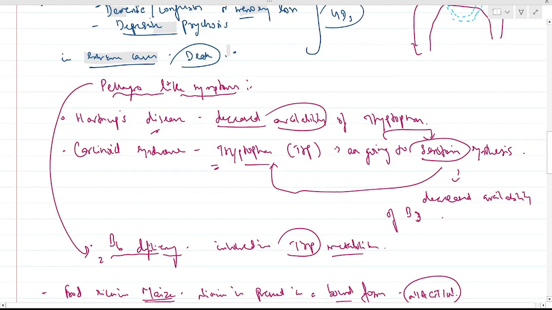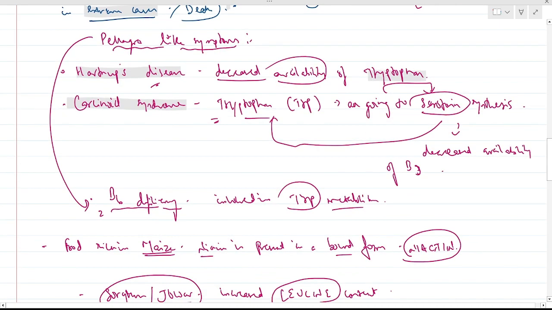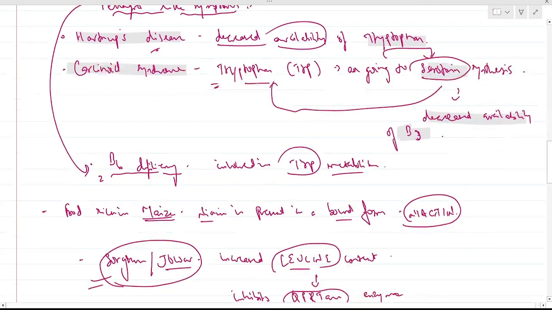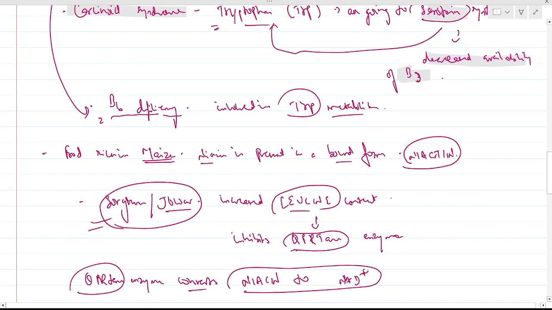Then we discuss the pellagra like symptoms. So two important ones are Hartnup disease and carcinoid syndrome. In Hartnup disease there is decreased availability of tryptophan. In carcinoid syndrome, all the tryptophan goes to serotonin synthesis, which leads to decreased availability of B3. Serotonin is an important neurotransmitter. The third is the B6 deficiency, as B6 is involved in tryptophan metabolism.